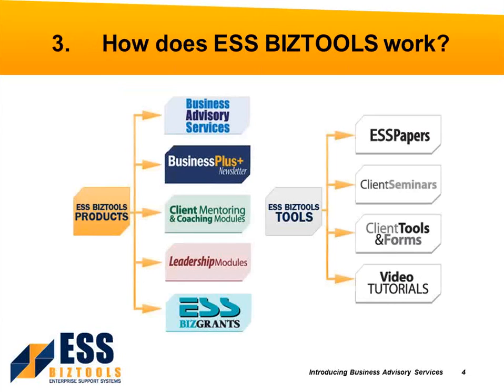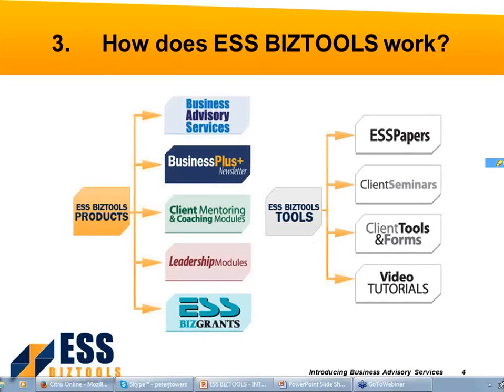So what you have on the screen at present is the chart as to how everything works within ESS Biz Tools. We have the papers, which are the start of it all, and from that we've then developed products. We've got business advisory services, which are dissected into two distinct groups. Group A is the preparation to get an accountancy business ready to deliver worthwhile business advisory services, and Part B is 13 product modules that are prepared, ready for use by our accounting firm subscribers.